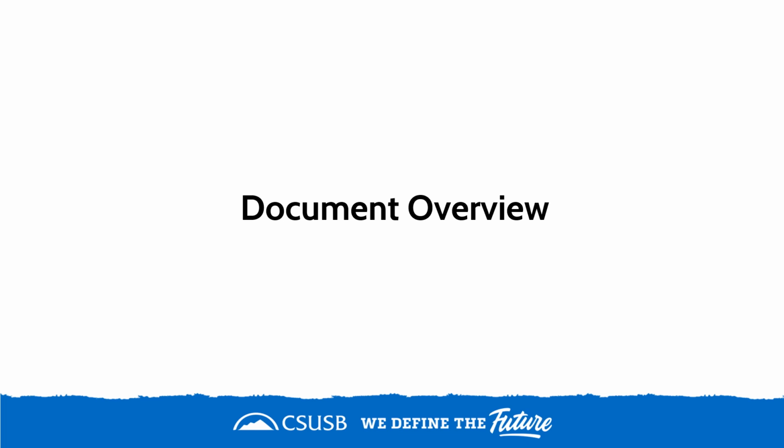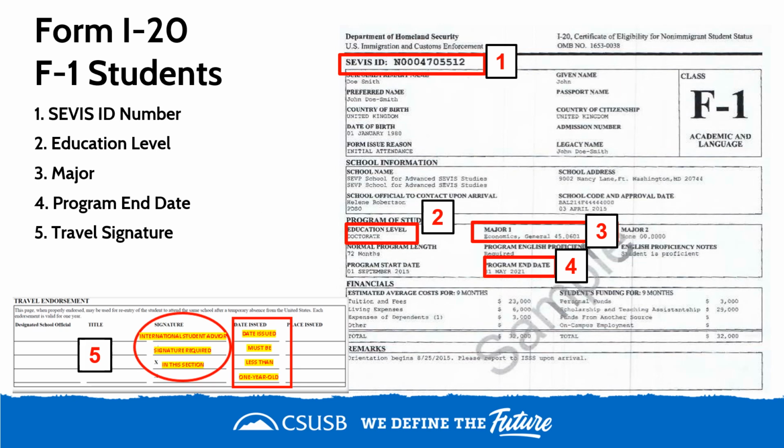As you prepare to travel, familiarize yourself with the documents that you will need. The Form I-20 is what students on an F1 visa utilize. At the top of the I-20, you will see the SEVIS ID number, which starts with the letter N. Please make it a habit of using this number and your Coyote ID in any communications with the ISS or international admissions teams, as it will help us locate your records quicker.